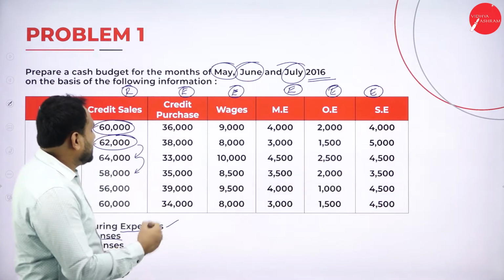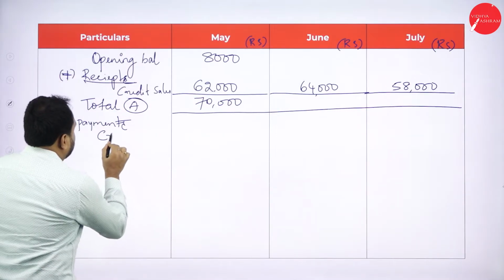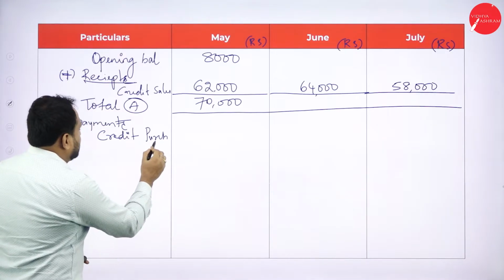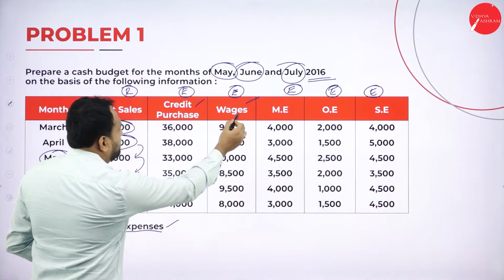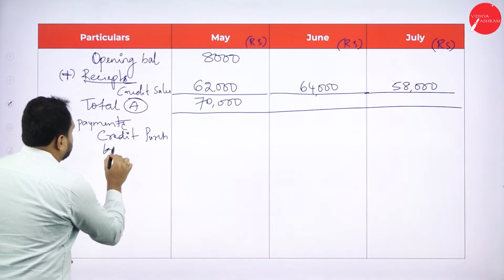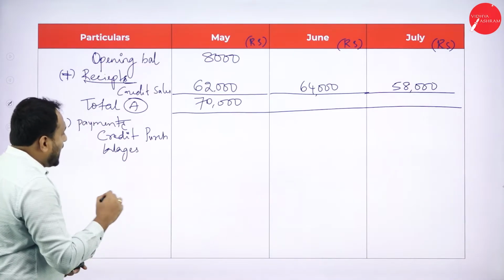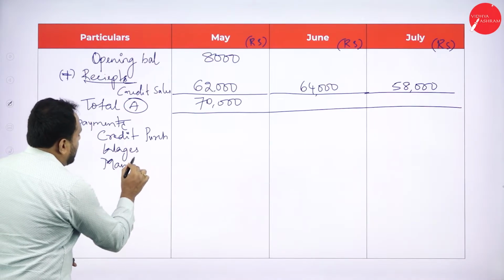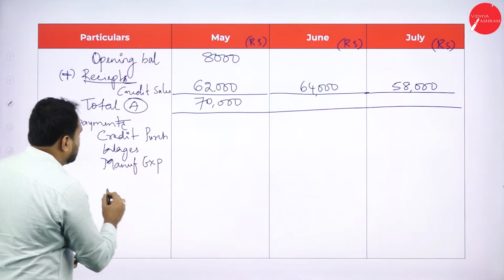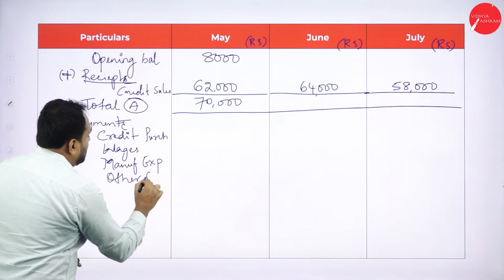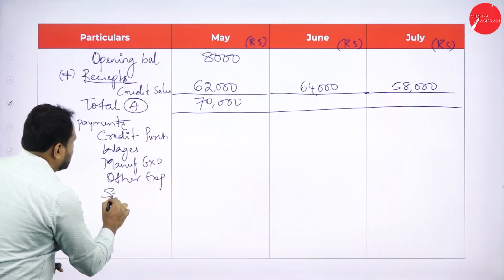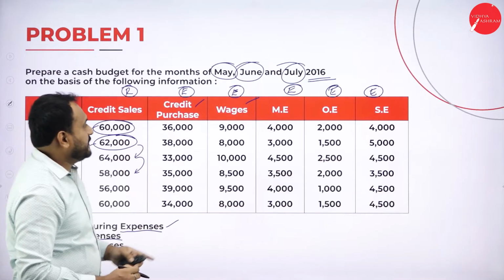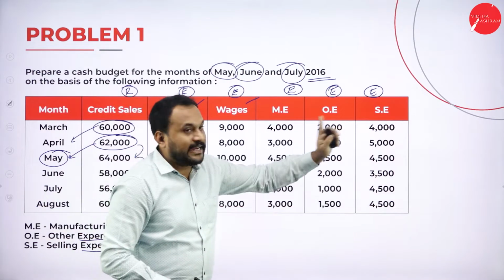Now credit purchase, let's write everything here. Credit purchase, and the next one here is credit purchase. We have wages, right? So we'll write here wages. After wages, what is that? We have ME, that is manufacturing expenses. After that, other expenses. After that, we have selling expenses. So we have written wages, MEOE, and selling expenses.